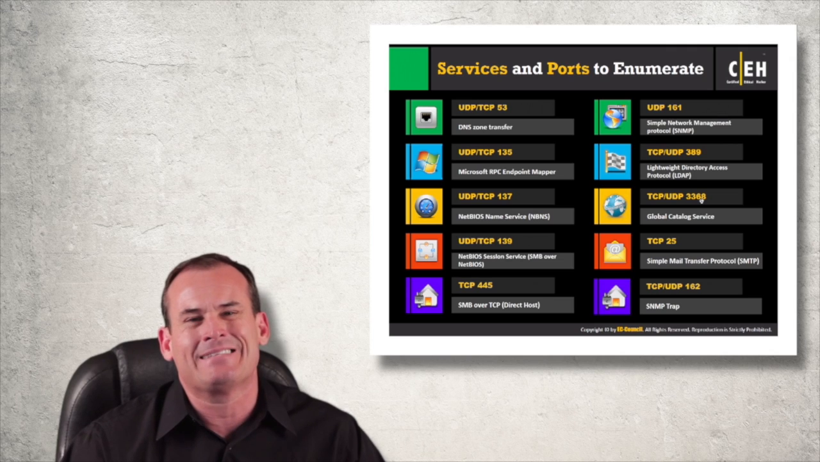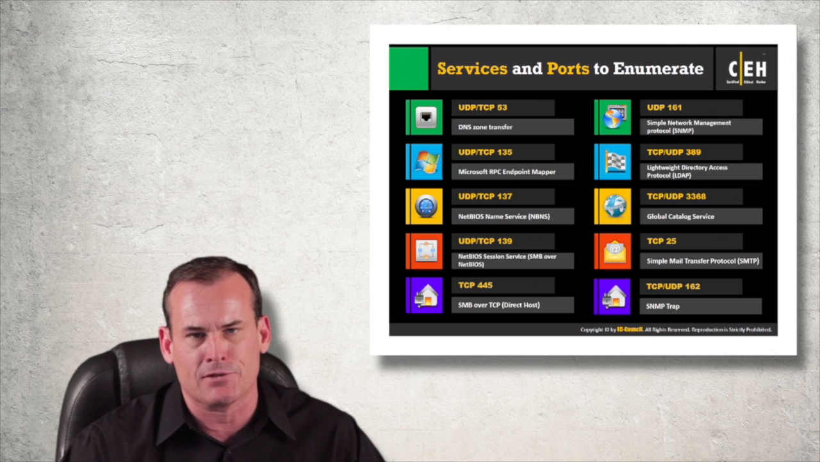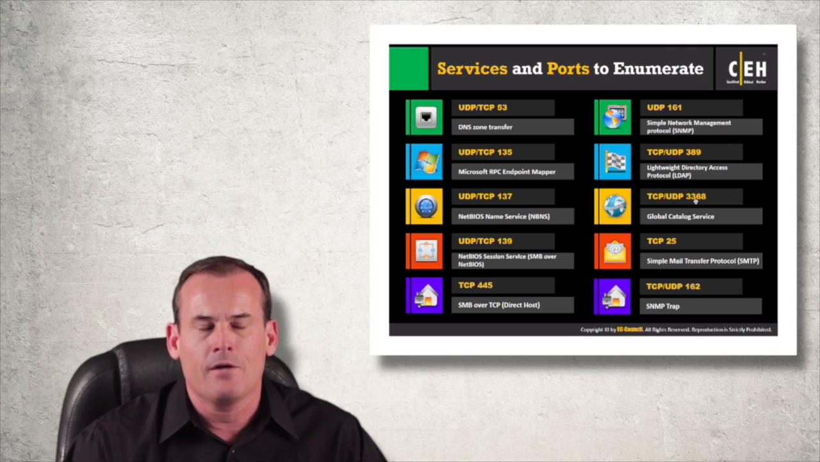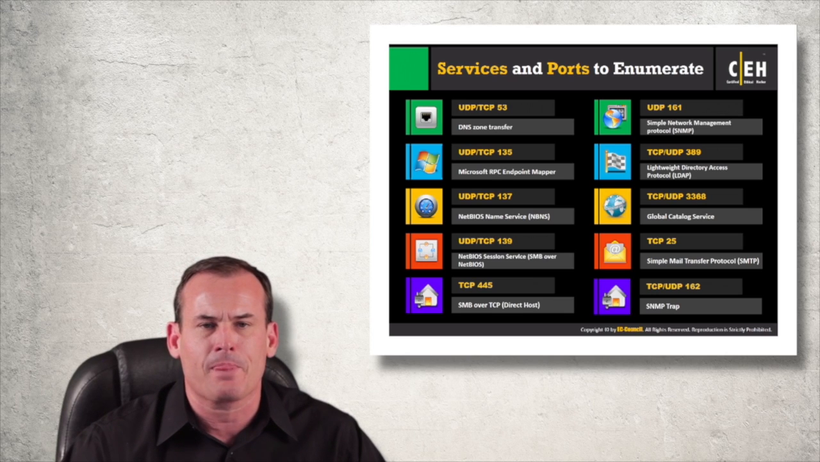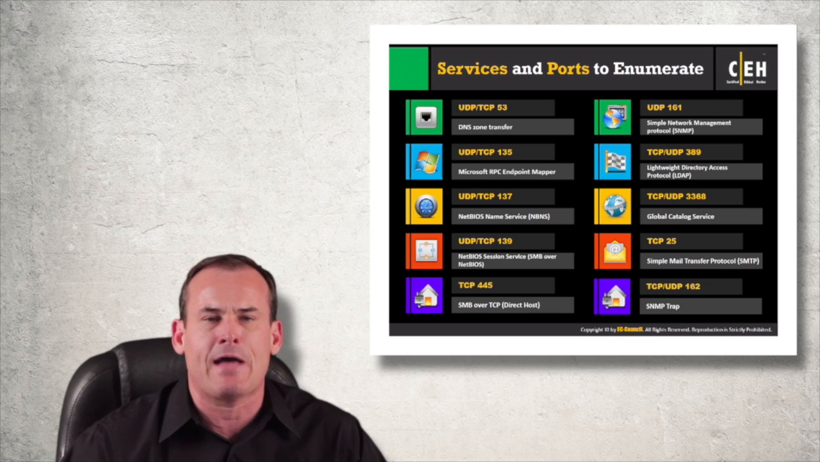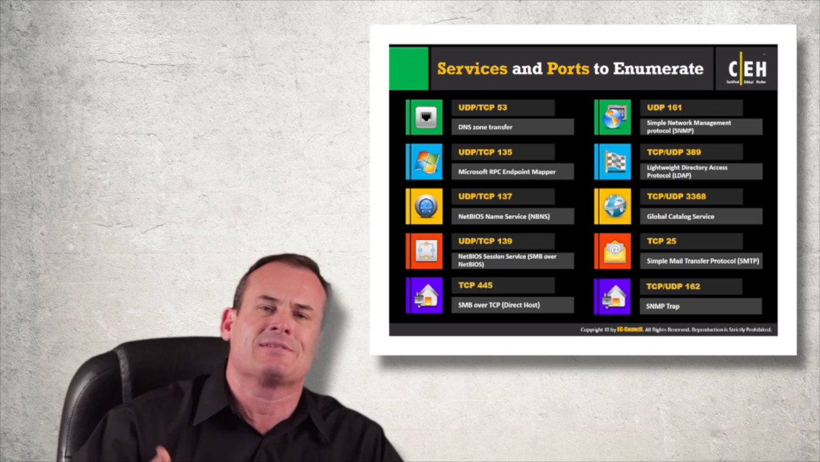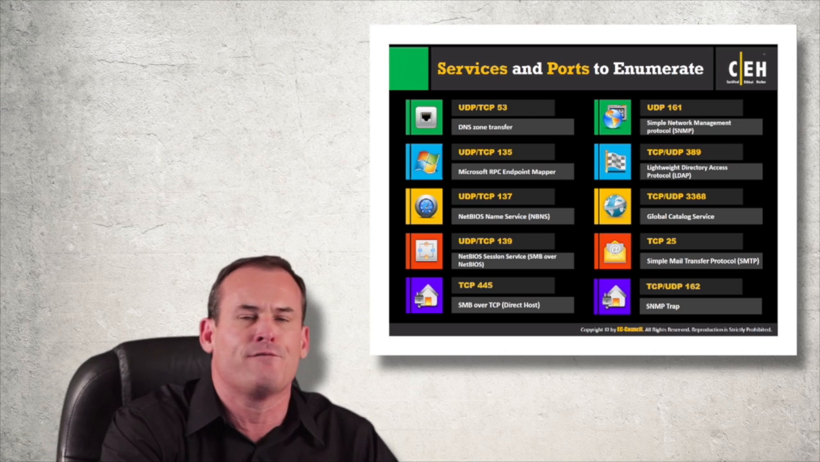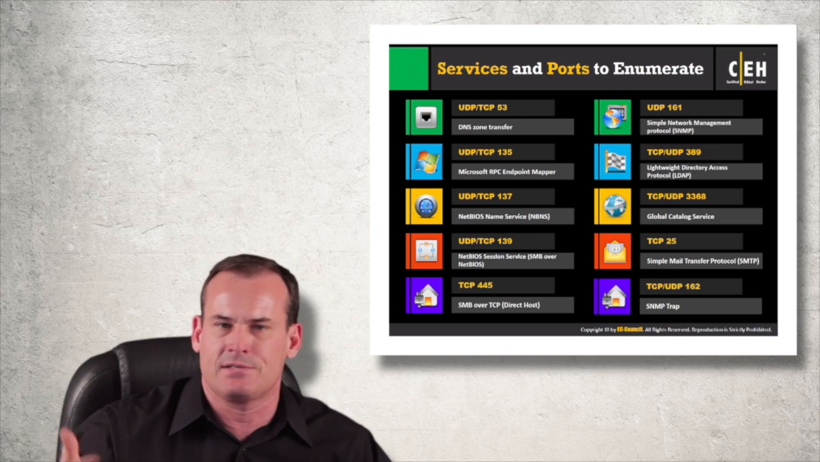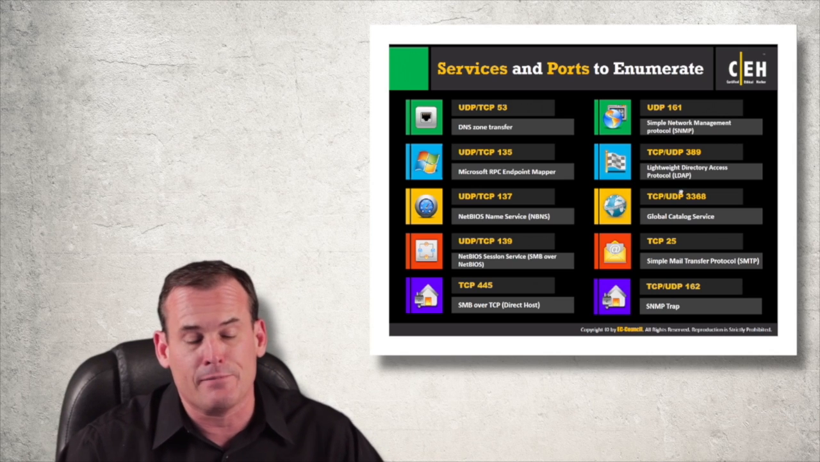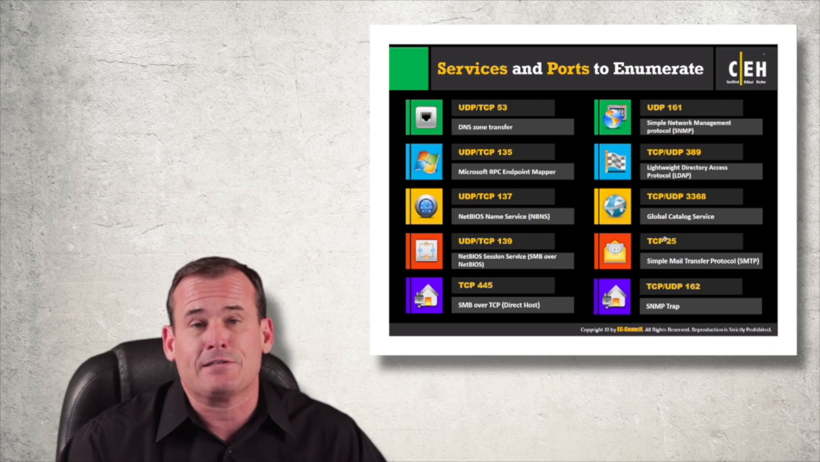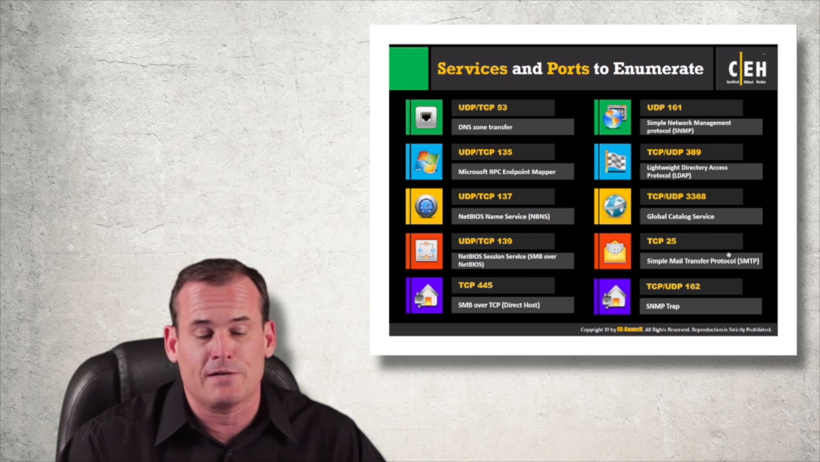3268 also identifies a subset of domain controllers in a Microsoft environment, the Global Catalog Server. Global Catalog Server will maintain an entire domain partition for the domain it belongs to, and then a subset of attributes for all other objects in other domains within the given forest. So it's used for searching for objects across multiple domains. Also identifying a domain controller. 25 identifies a mail server, simple mail transfer protocol, and port 162 is SNMP trap.